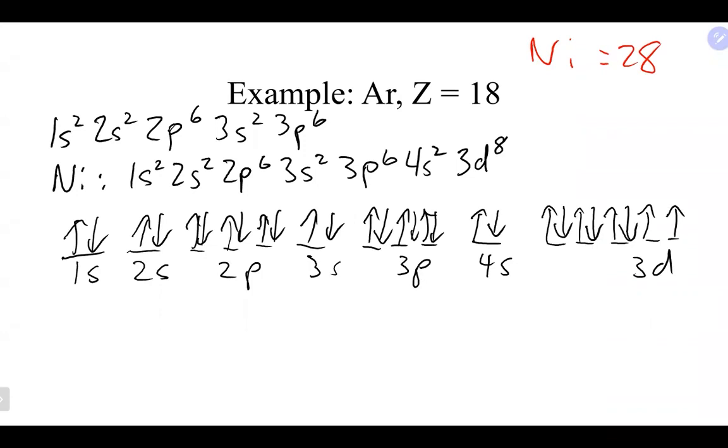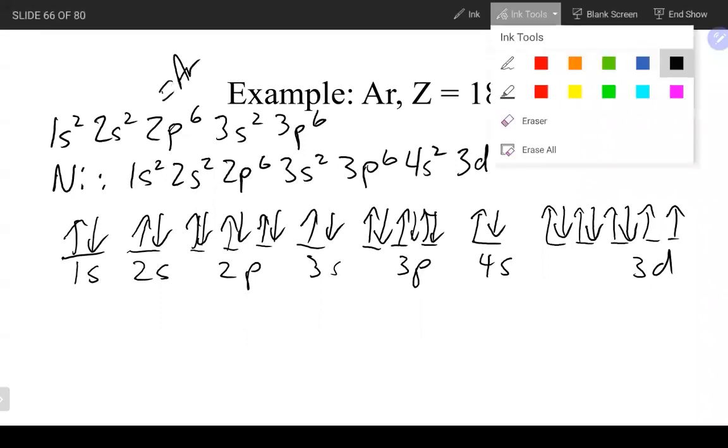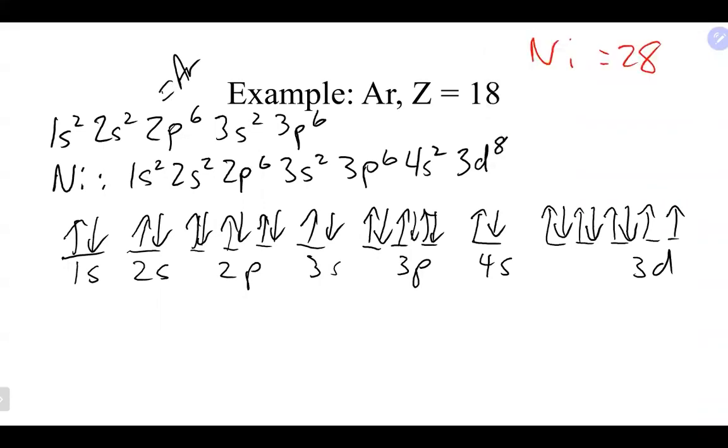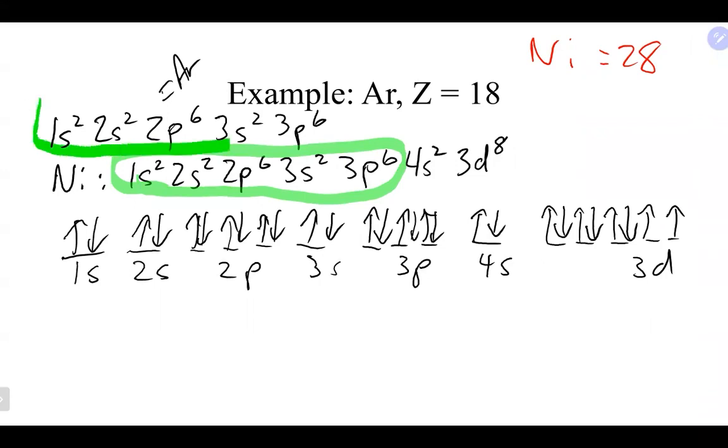Now, when we also look at these two configurations together, the top one being obviously argon here, and the bottom one being nickel. When we look at this part of nickel's configuration through here, that configuration is how many electrons? It is 18, which is essentially who on the periodic table? It is basically argon's configuration, right? So that first little part there is basically argon's configuration.